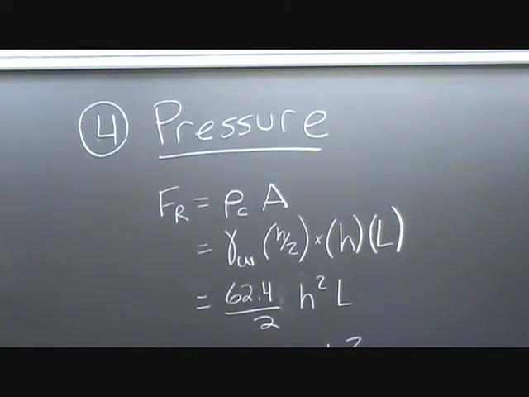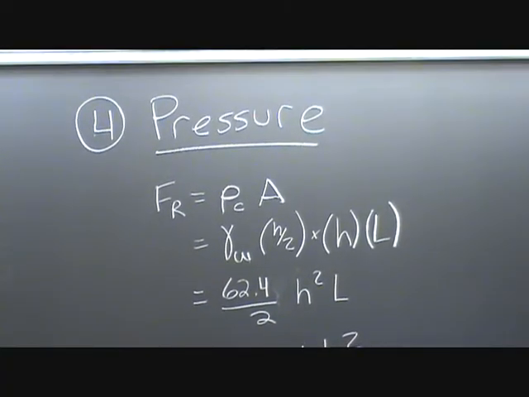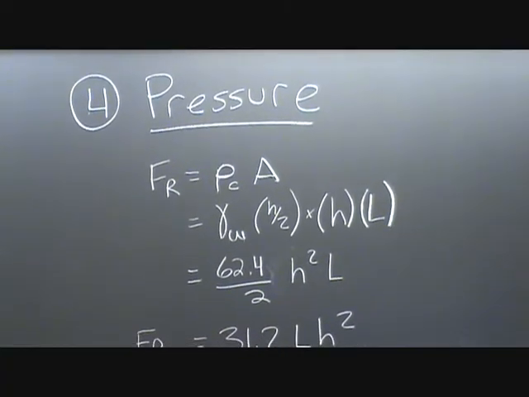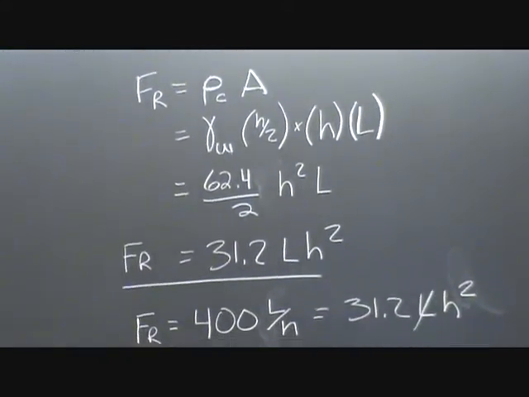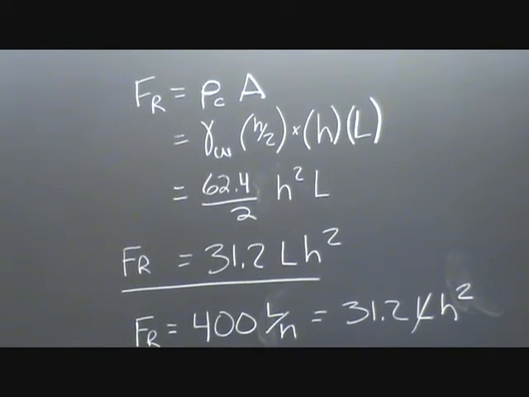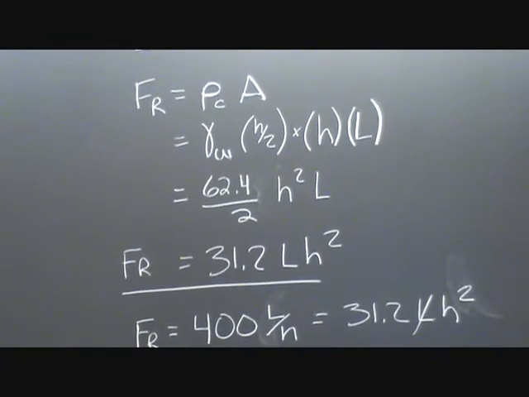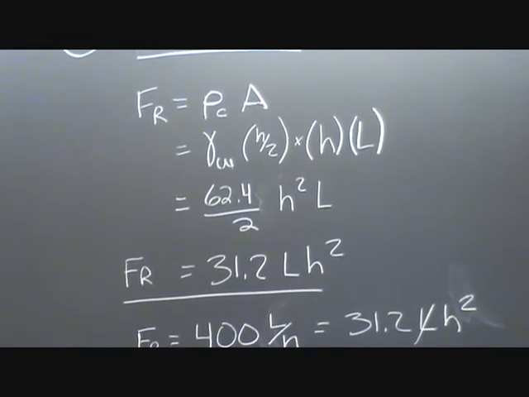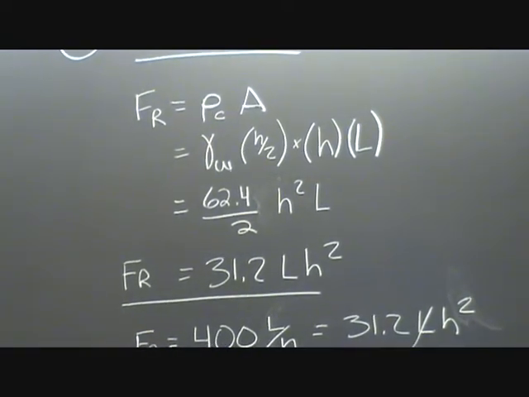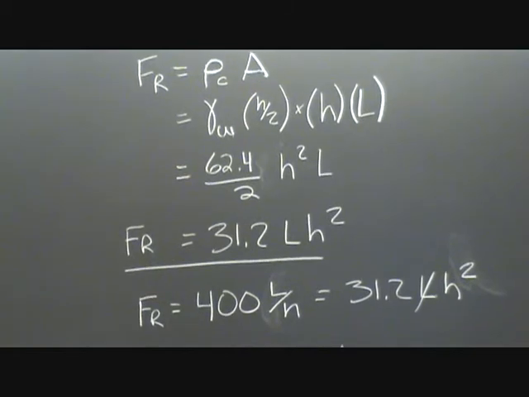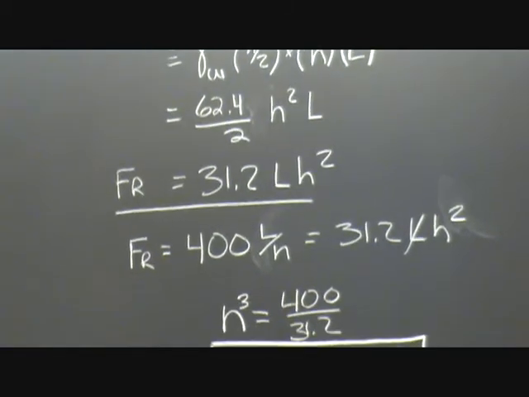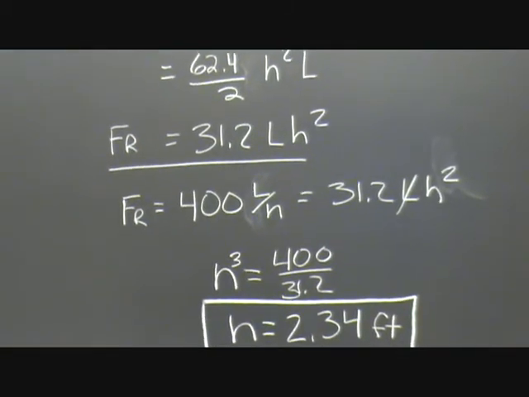We need to solve for the pressure. We can use the equation F_R is equal to the pressure at the centroid times the area of the wall. This equates to the gamma of water times h over 2, which is halfway up at the centroid, times the area of h times big L, which again is the depth into the board. This simplifies down to 31.2 big L h squared.